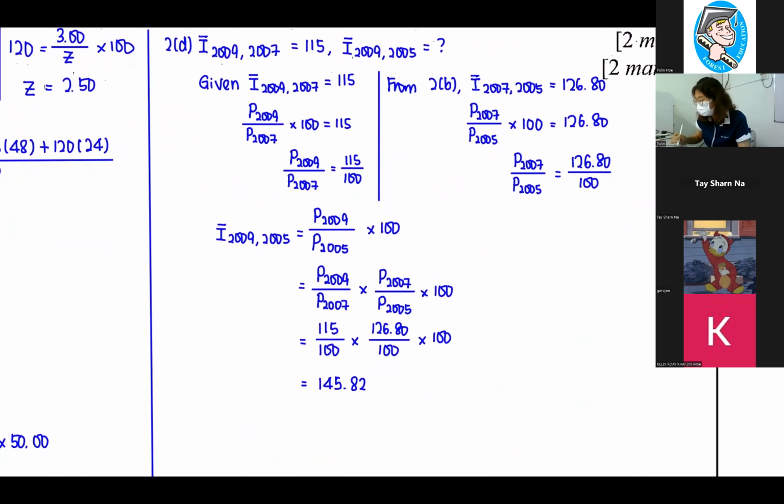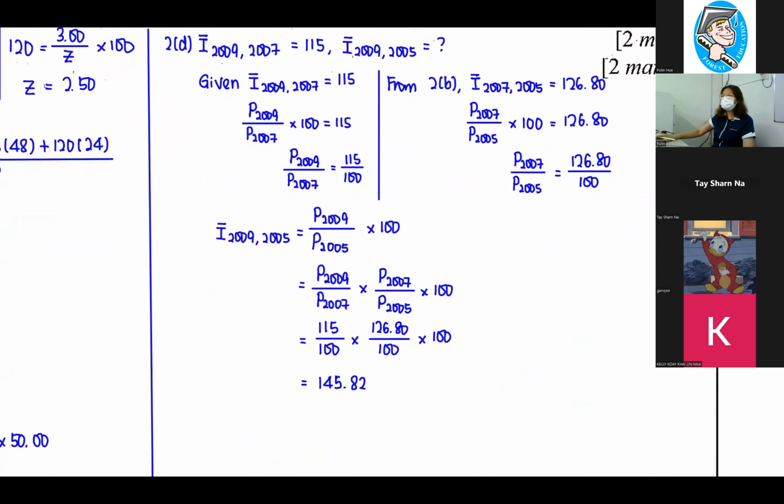Your final answer usually we write in two decimal points for index number instead of 4 significant figures. 我们用 2 decimal point.